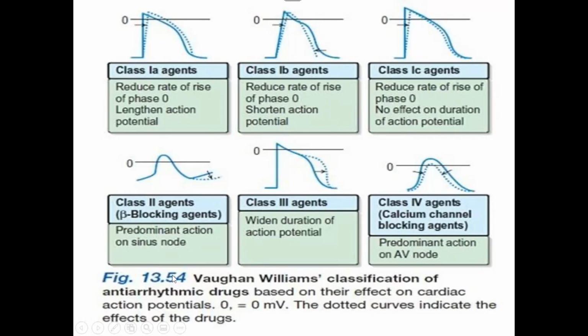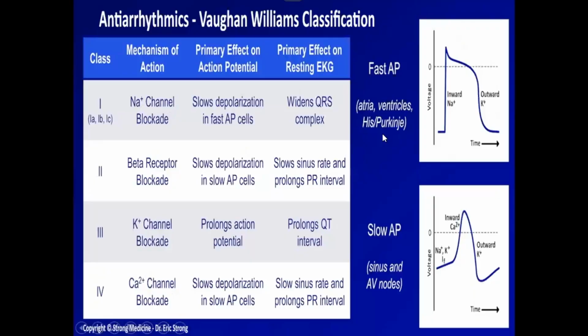Look at the slope. And then class 2, predominant action on sinus node, because the beta blocker is sympathetic. Sympathetic is sinus. Okay. Class 3 is widened action potential. You see, it delays your repolarization. So your wide action potential gets widened. And then class 4 is predominant action on AV node. Okay, AV node. These are all important things.